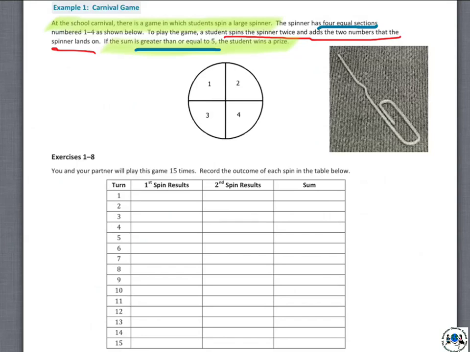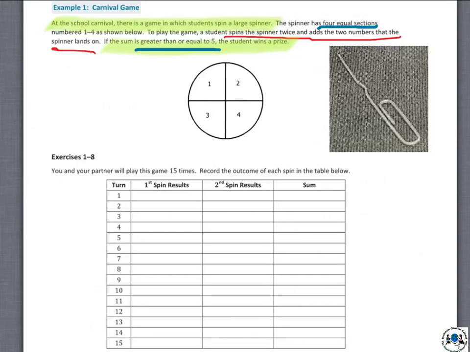What I'd like you to do is find someone to play this so exciting game with, and play it 15 times. Exercises 1 to 8 are going to revolve around your data collection, because that's what you're doing right now. By making these spins, you are collecting data. We're talking about probability, and we're going to look at some questions that deal with probabilities as soon as you're done with your 15 spins, or 15 turns.